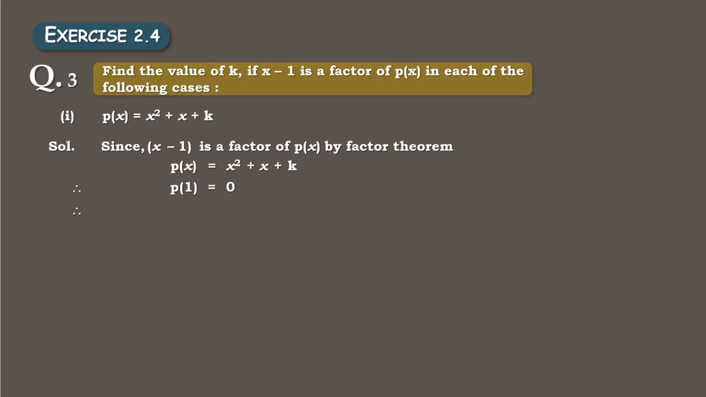When we replace x with 1 in the expression x squared plus x plus k, the value of the polynomial becomes 1 plus 1 plus k. Since x minus 1 is a factor, this value must be 0. So we equate the expression 1 plus 1 plus k to 0 and simplify. After simplification, we get the value of k as minus 2. Therefore, the value of k is minus 2.